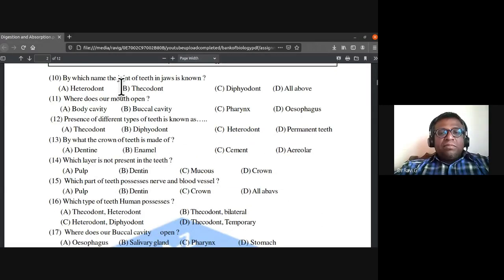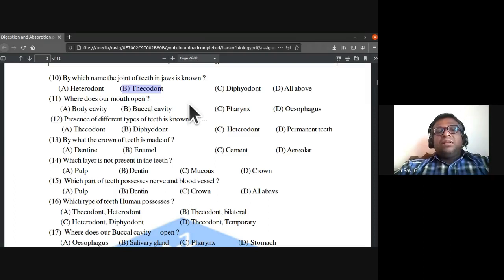By which name is the joint of teeth in jaws known as? Is it known as heterodont, thecodont, diphyodont? So the joint of teeth in jaws. So I think it is thecodont. So 10th one, B is the answer, thecodont.